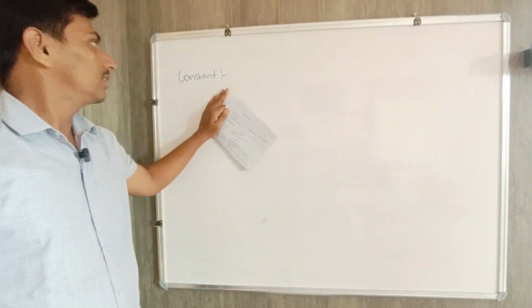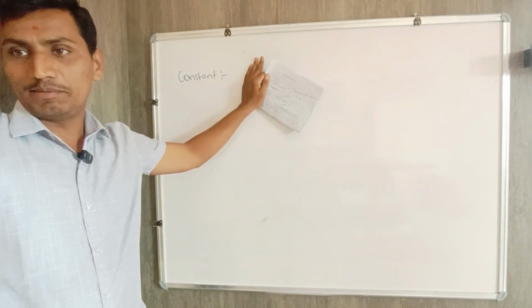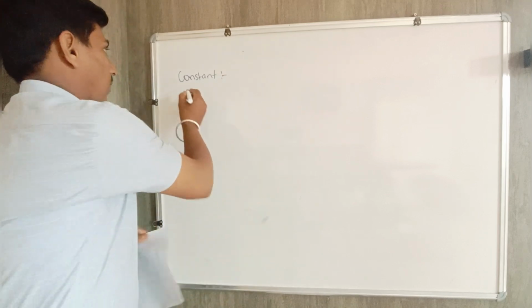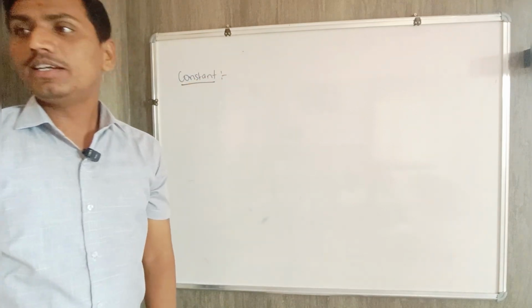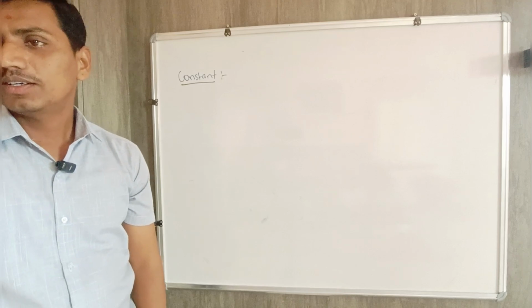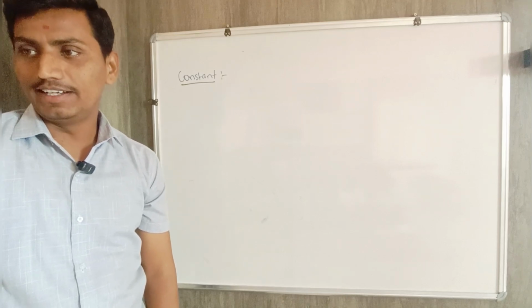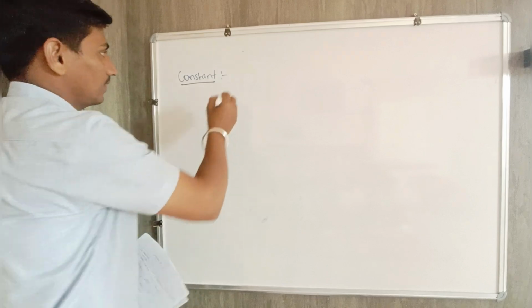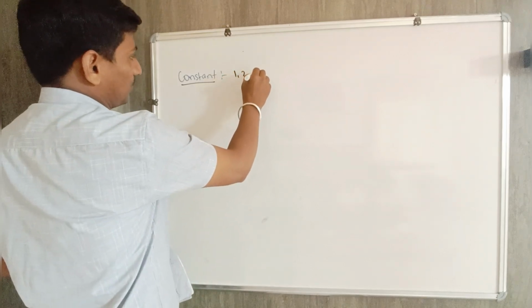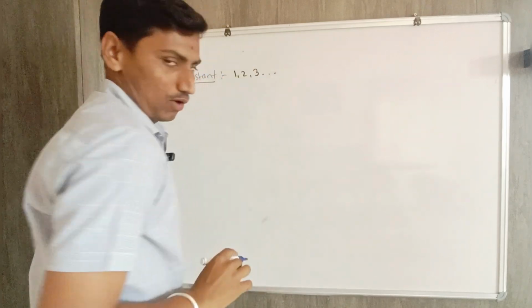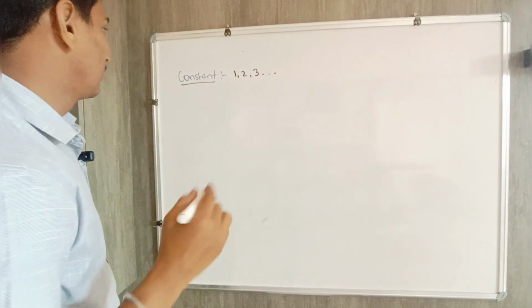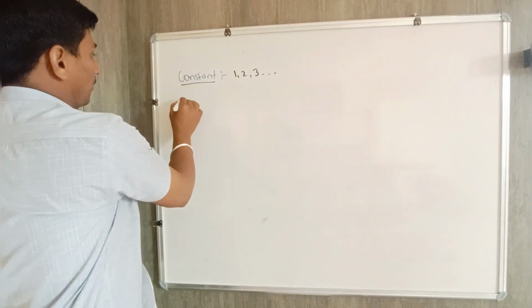So now today we shall start the second chapter, that is polynomial. Let us see here. First is constant. Constant means what? You studied this in 9th standard. Constant means fixed value. For example, 1, 2, 3 and so on. All natural numbers, that is constant numbers. And whole numbers.